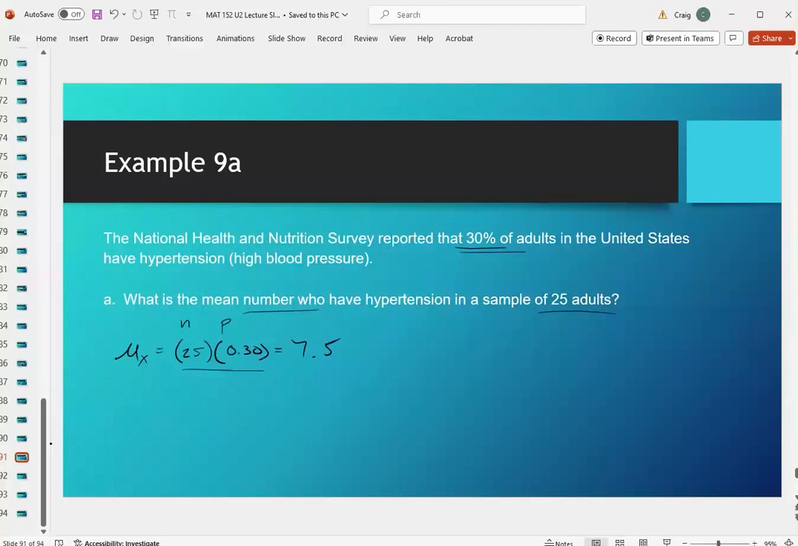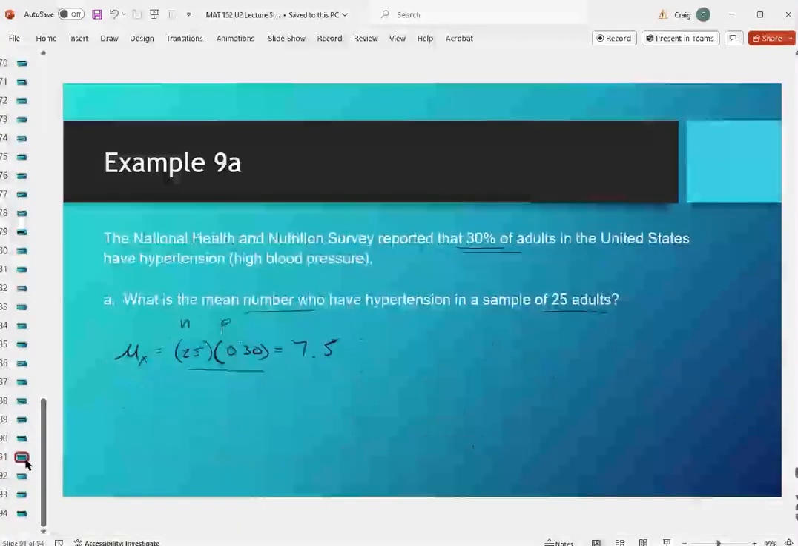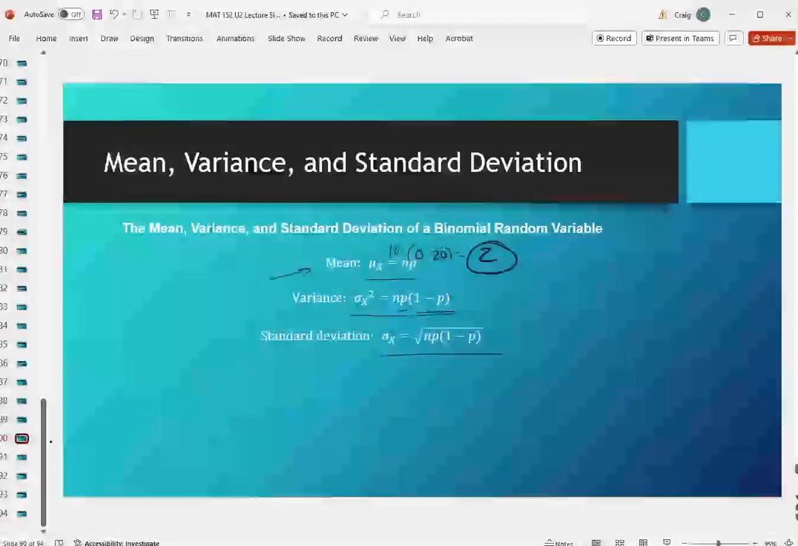Okay, this part is somewhat intuitive if you think about it. If we want to know the standard deviation, well, let's just go back to the formula so I can show you real quick. We want to first always find the variance, and then from the variance, we'll get the standard deviation.